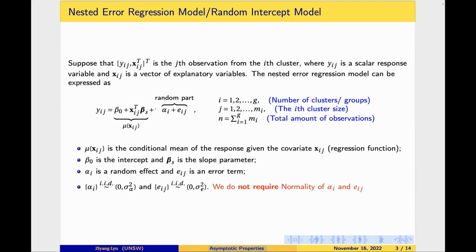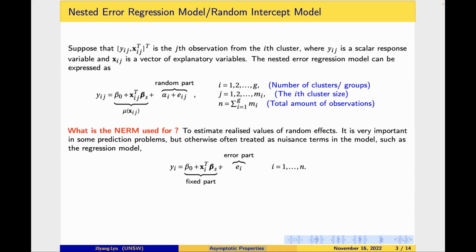We have a random part, where alpha i is a random effect and Eij is the error term. In our study, we let alpha i be IID with mean 0 and variance sigma alpha squared, and Eij with mean 0 and variance sigma e squared. We do not require normality for alpha i and Eij. Why is the nested error regression model useful? It is useful for realizing the value of the random effects, which is very important in some prediction problems. If not, we would treat this part as the error part, so it would be like the classical regression model.